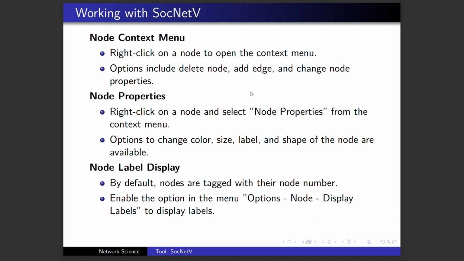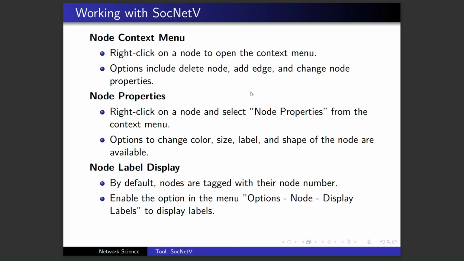Node context menu. If we right click on a node, it will open a context menu. The context menu has options like delete node, add edge, change node properties, and so on. Node properties. If we right click on a node and select node properties from the context menu, options like color, size, label, and shape of the nodes will appear. We can do all types of tweaking through the node properties dialog box.